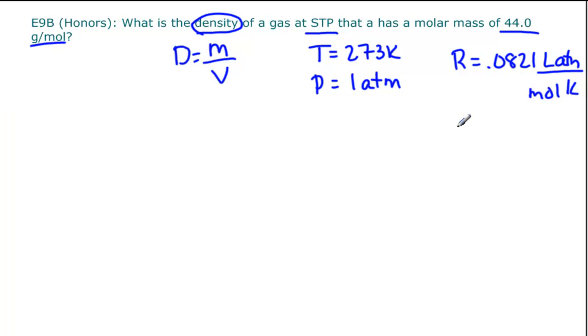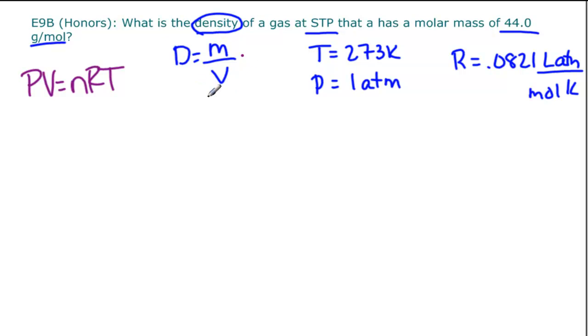Now for this problem, I could show you a bunch of different ways to rearrange all of our formulas. We have density equals mass over volume. We have PV equals nRT. Somehow we've got to get molar mass in there as well. The easiest way to do this, guys, is to use dimensional analysis. I said I would show you dimensional analysis in a separate video, but I'm going to go ahead and show it to you now because it's just easier.